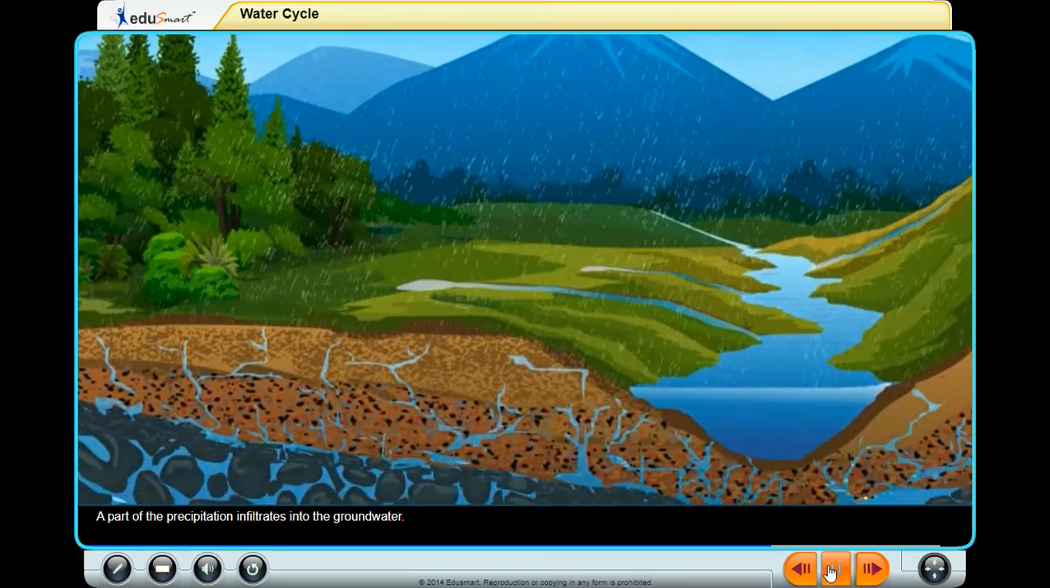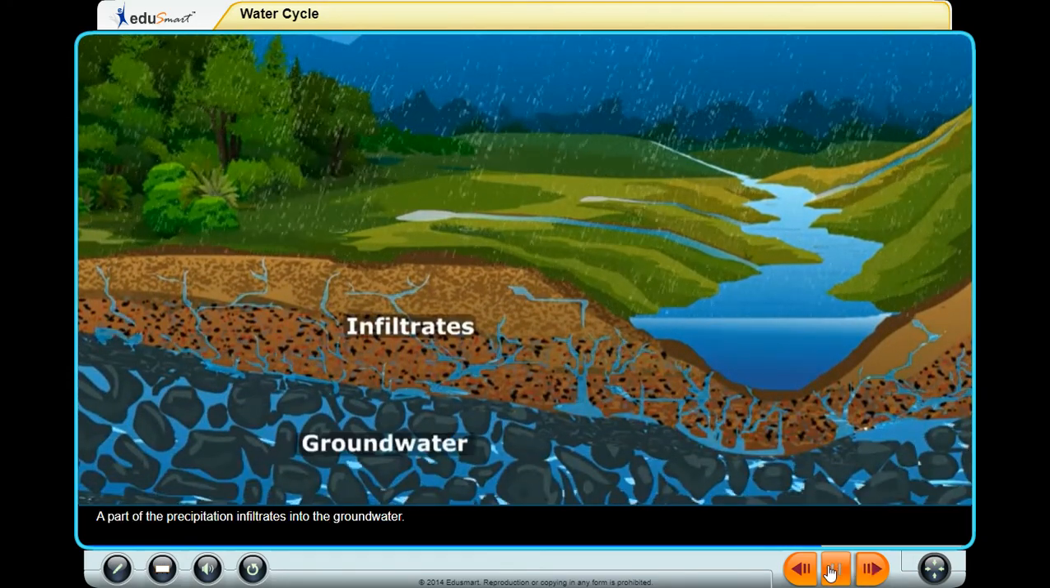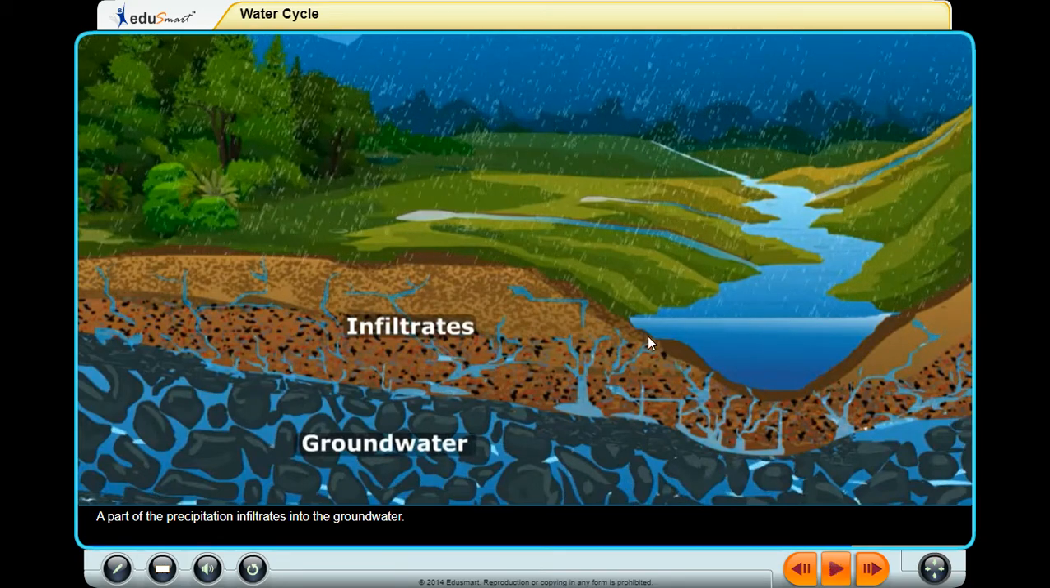A part of the precipitation infiltrates into the groundwater. All right, so here it is. Again, some of it went back into the water sources. That's that runoff. Here, infiltrate, think of it as infiltrating the earth, the soil here, and it's going through. And this groundwater, it's water in the ground.